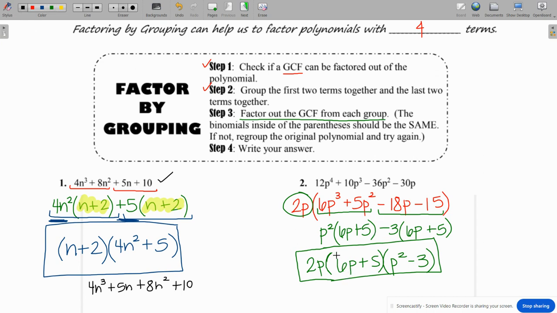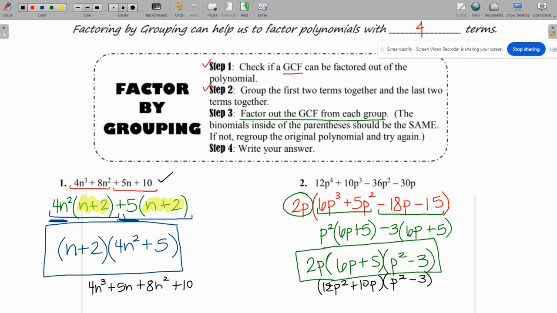Now, when I do the check, I would go ahead and maybe distribute the 2p into this first set of parentheses. So the first set of parentheses would become 12p squared plus 10p. And then we multiply that by p squared minus 3. So if we do that, 12p squared times p squared is 12p to the fourth. 12p squared times negative 3 is minus 36p squared. 10p times p squared, that's plus 10p cubed. And 10p times negative 3 is minus 30p. Again, it's out of order here, but it does match what we have up here, and that would check.